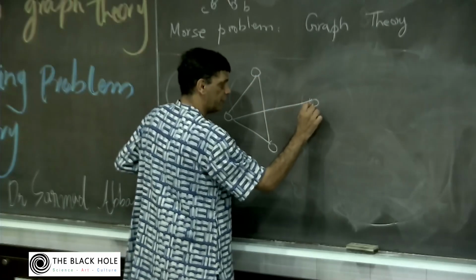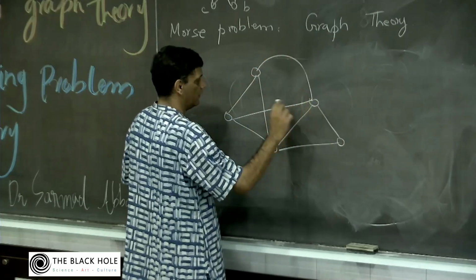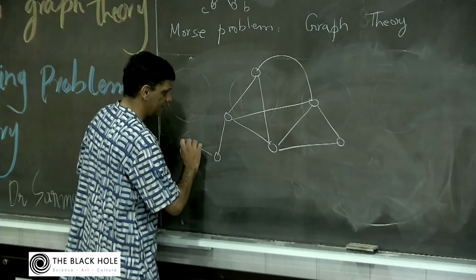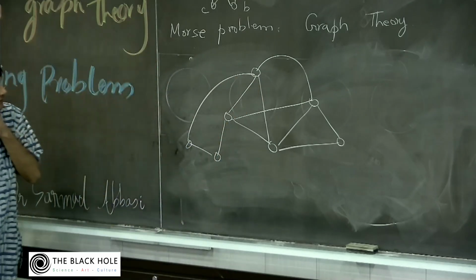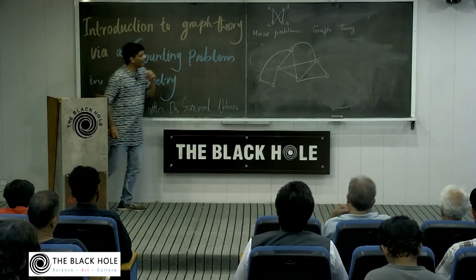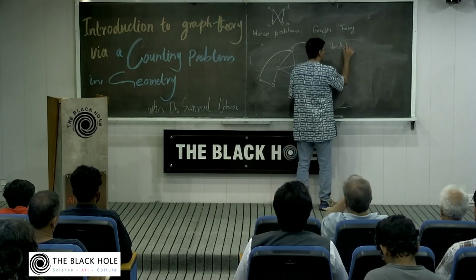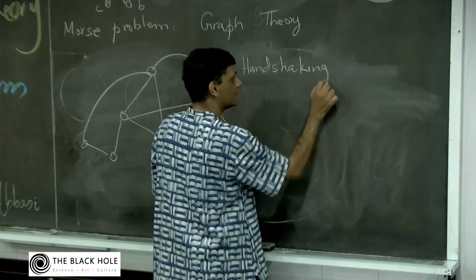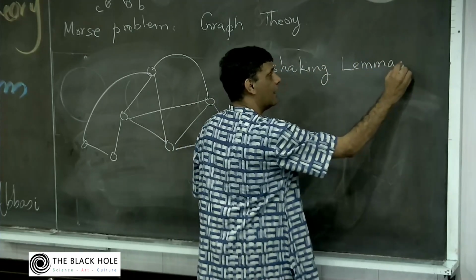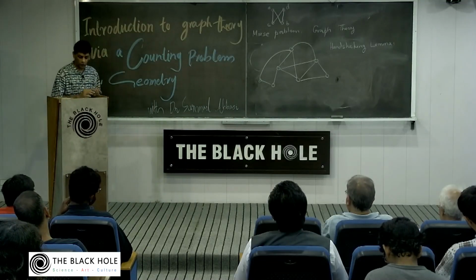Okay, so let's draw a graph. Let's make it a bit more complicated. Yeah, that's good enough. Okay, so here's the graph. And this theorem is called the handshaking lemma. All right? Okay, so before I tell you the handshaking lemma, I have to introduce a concept.